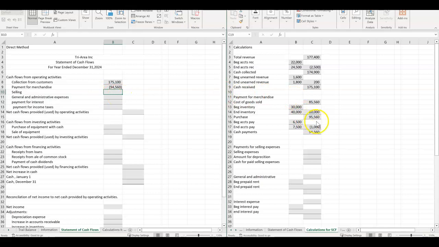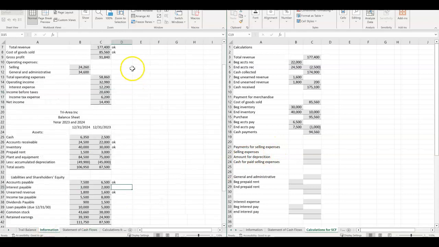I usually cell reference everything, but I'm trying not to. Okay. So that's on the income statement. And then we don't worry about totals because that's sort of taken care of. Selling expenses are next, 24,260. Okay, so we have 24,260. That takes care of the selling expenses.